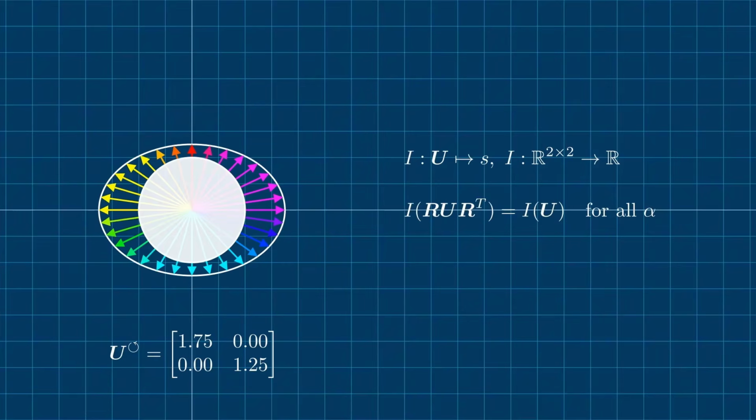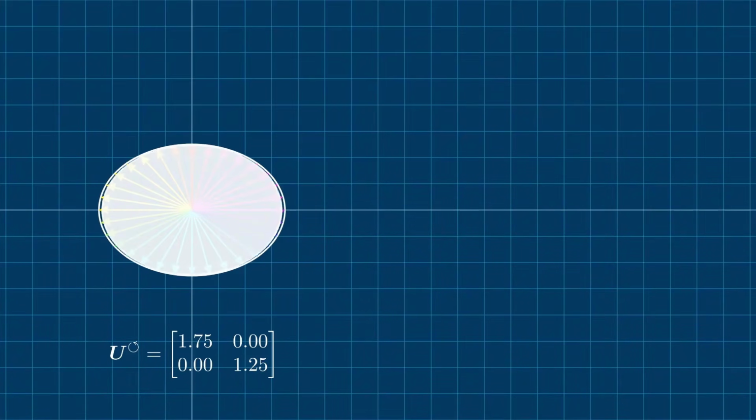Before we look at some example invariants, let me give you a physical motivation for why such functions are actually needed. Assume that our second order tensor u describes the deformation of an isotropic material.